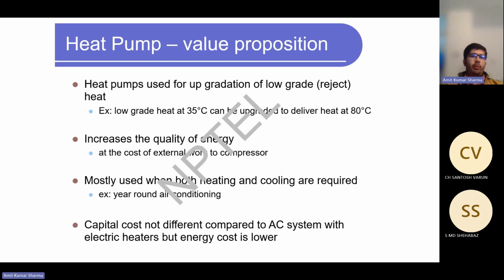So what is the value proposition for a heat pump? A heat pump is used for upgradation of low grade or rejected heat. Example, low grade heat at 35 degree can be upgraded to deliver heat at 80 degree. So it is used to increase the quality of energy at the cost of external work to the compressor. Mostly used when both heating and cooling are required, for example, year-round conditioning. Capital cost is not different compared to an AC system with electric heaters, but energy cost is lower.